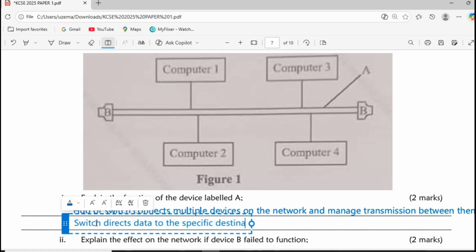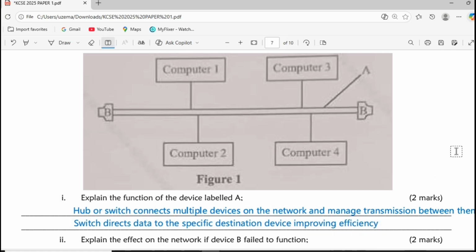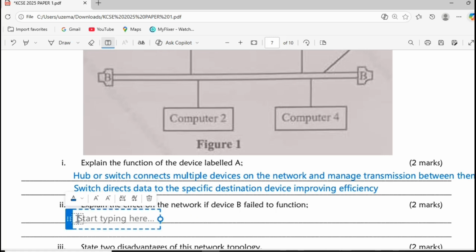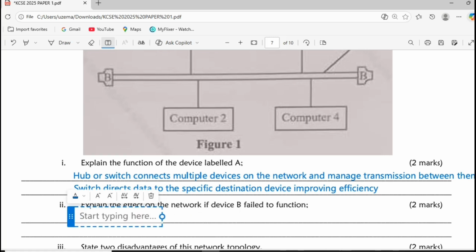It's the one that allows transmission and data and signals to flow from one node to another. That is the function of the device labeled A. Roman 2, what is the effect on the network if device B failed to function?